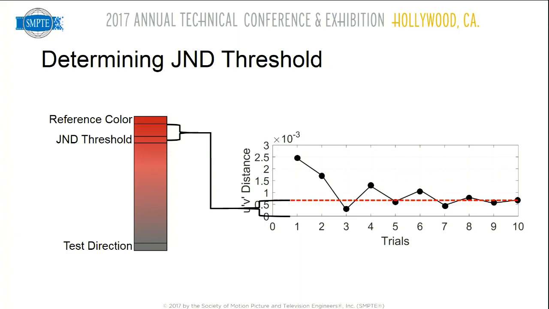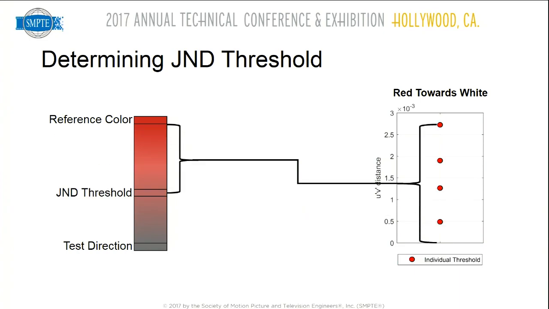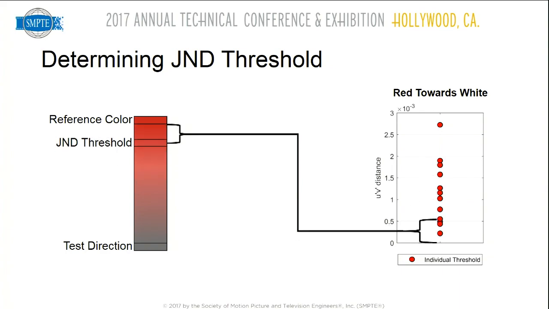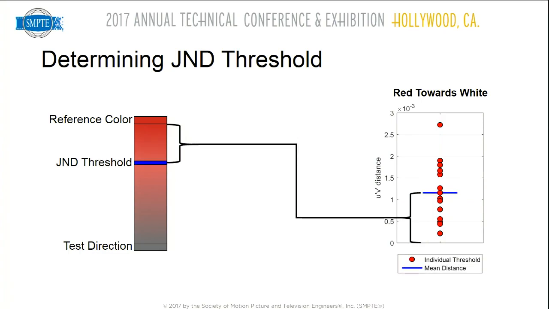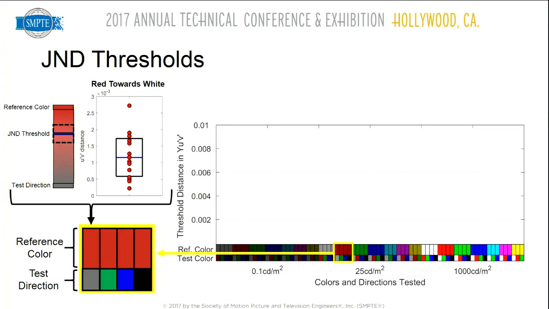All of this was just for one observer, but you can't really draw conclusions based off of one person, so we had to run this for multiple observers. And this shows the first observer's threshold, and then 13 other observers took the same experiment, and we found thresholds for all of them. And then to get the final data point for our threshold set, we took the average of all of those thresholds, and the error statistic we used was mean absolute error, which is shown by the boxes.